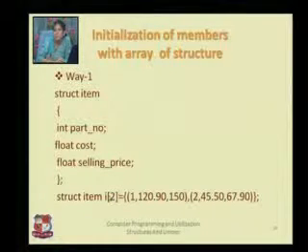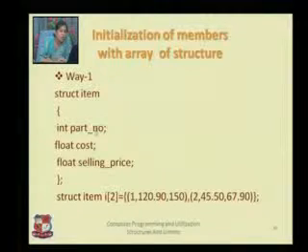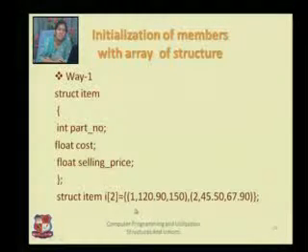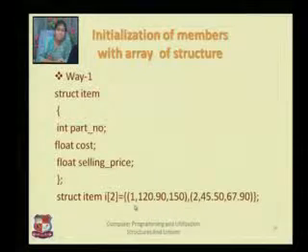I2 means item 1 and item 2, meaning there is an array of 2 items, I0 and I1, and I want to give 3 values to this particular I0 and I1. So I am giving 1 as the part number, then 120.90 as the cost, and the selling price would be 150. For the second item this would be the case, right? So that is the initialization of structures whenever the structures are in an array.